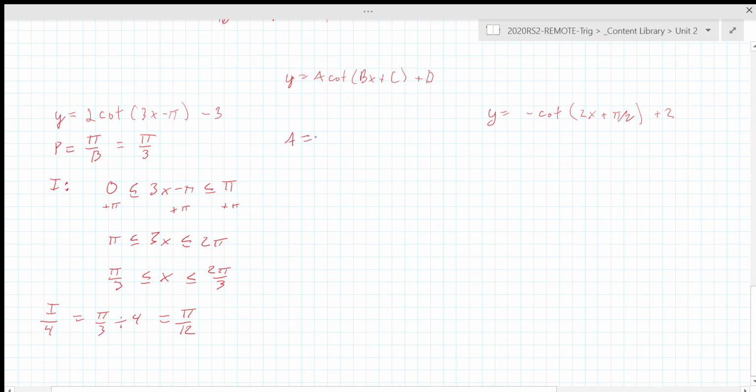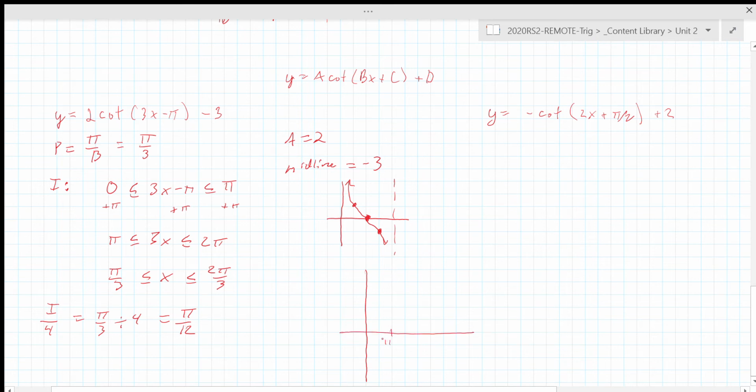Next we have the amplitude is 2, and the midline is negative 3. And the pattern that cotangent takes is it will have a vertical asymptote at the starting point and a vertical asymptote at the ending point. And it will go through the midline in the middle, and it will go down the amplitude to the right and up the amplitude to the left. So that is the pattern that positive cotangent takes. And now we are ready to graph.